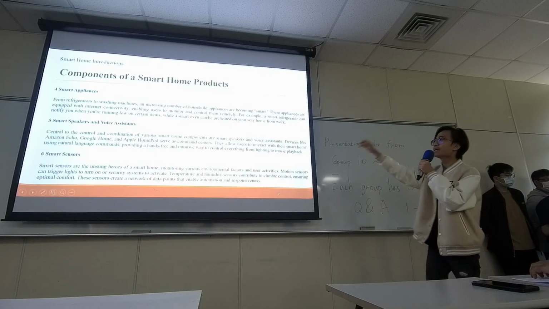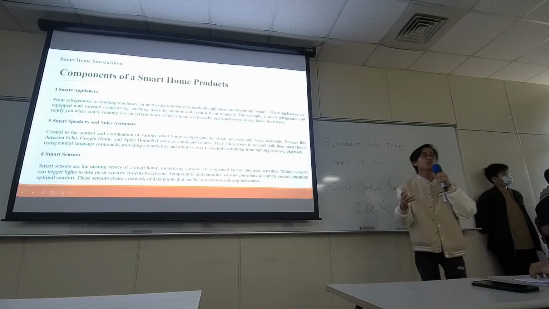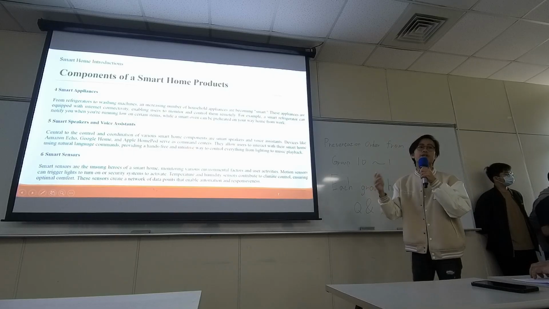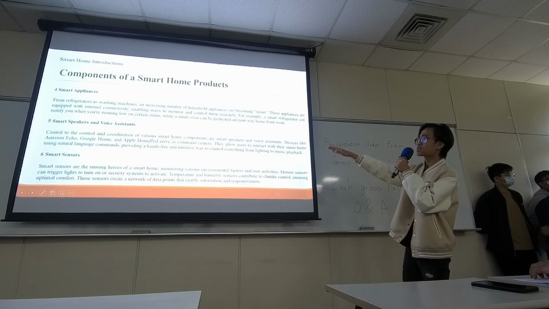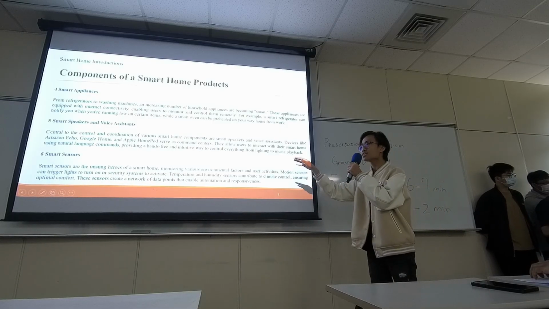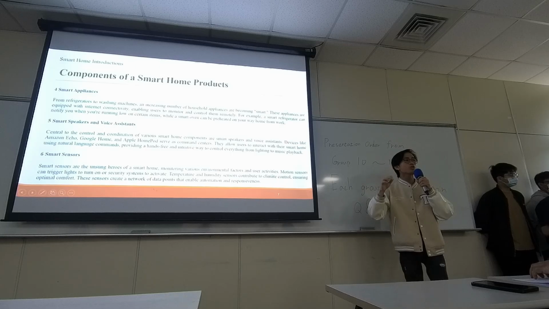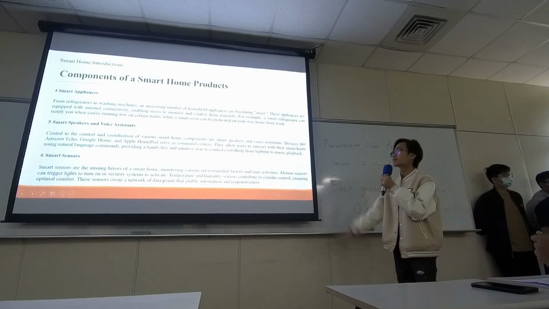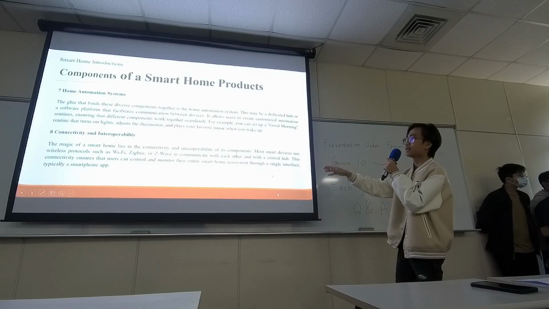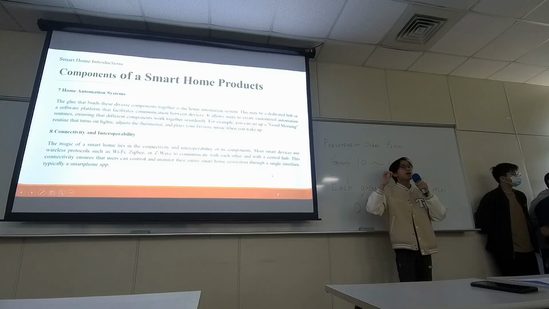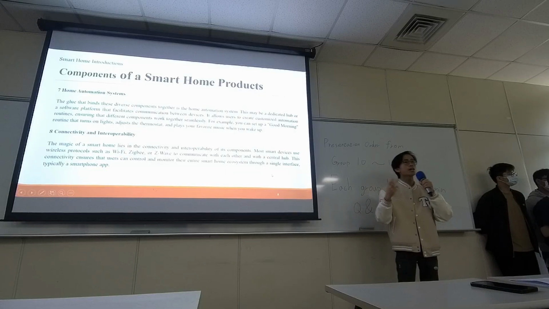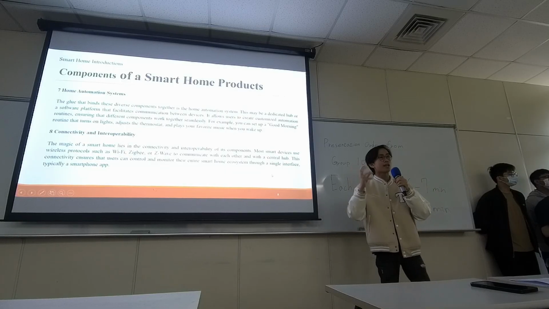Next slide. And there are smart appliances like the home cleaning robot or smart washing machine where you can control it from outside. And there's a smart speaker and voice assistant like I have mentioned before. And there are all the smart sensors that are kept integrated from all the smart home devices. Next. And there's the home automation system and the connectivity and interoperability. We're using Wi-Fi or a home cloud service that integrates all of the smart home devices together so it can function as a main cloud domain.